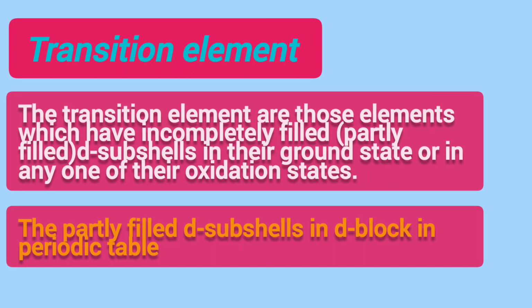Today's topic is transition elements. The transition elements are those elements which have an incompletely filled or partially filled d subshell in their ground state or in any one of their oxidation states. The partially filled d orbital in the periodic table is in the d block group elements.